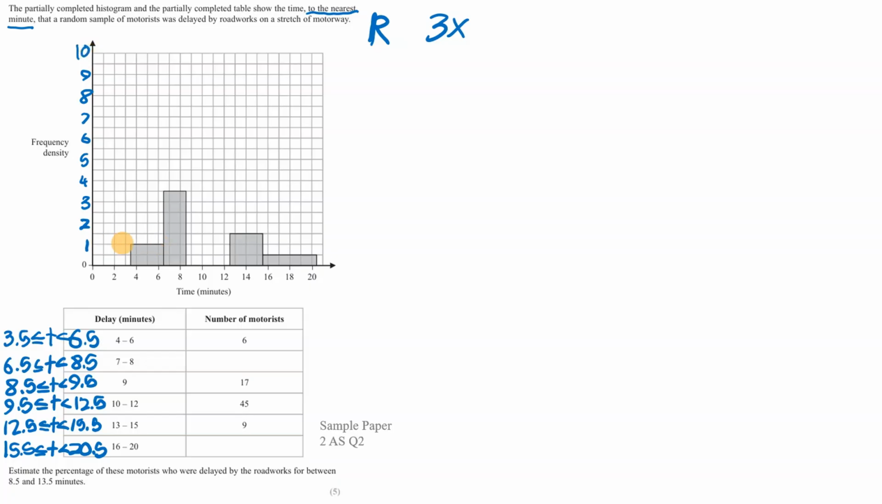So we can see that the height here is 1, so it's 3 times 1, which is equal to 3. So this is the area of this bar here, and you can see that the frequency is 6. So 6 divided by 3 is equal to 2, so this is k. Okay, so therefore we can figure out the frequencies here.